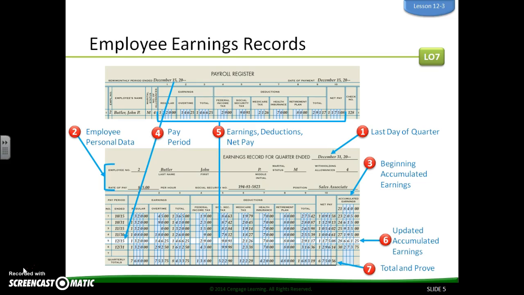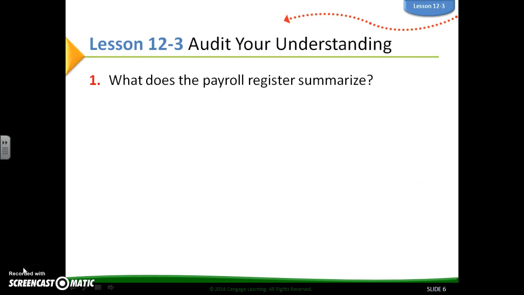Again, at the end of a report, you always want to single line to total, and after you have confirmed, verified, proved all of the totals on the page, that's when you put the double line showing that you proved your totals. All right, so what does the payroll register summarize?